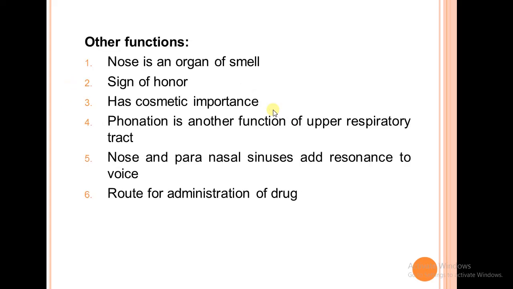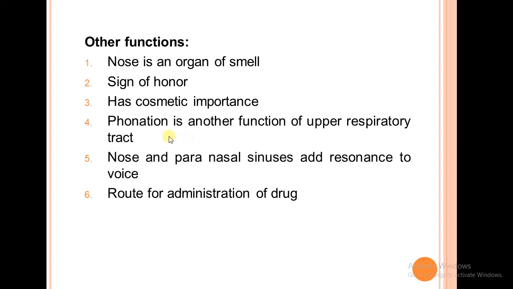Now there are other functions as well of the upper respiratory tract. We can say that these are non-respiratory functions, like the nose is an organ of smell. In the upper part of the nasal cavities, we have olfactory mucosa in which the receptors for smell are present. So the nose is an organ for smell. It has cultural importance. It's a sign of honor for all of us. It has cosmetic importance. Then phonation is an important function of the upper respiratory tract.